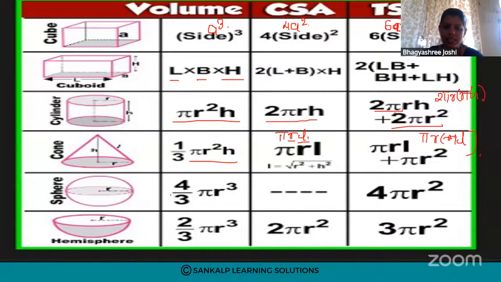Next one, sphere. Volume of the sphere is 4 by 3 pi r cube, and for curved surface area, here we consider only the surface area of the sphere. The total surface area or surface area of the sphere is 4 pi r square. Right. Next, hemisphere. Volume of the hemisphere is 2 by 3 pi r cube, and the curved surface area is 2 pi r square, and the total surface area is 3 pi r square, right?